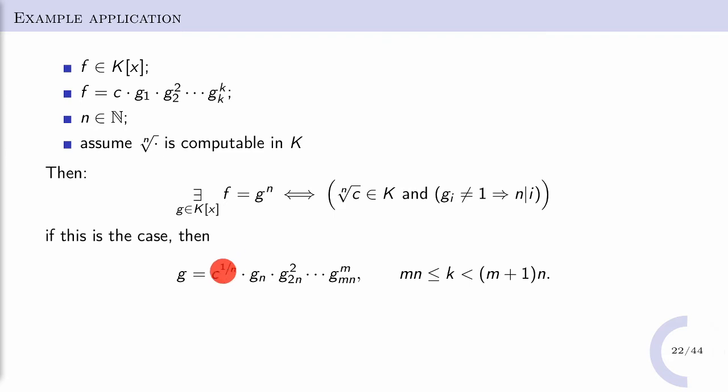This is the nth root of C times, okay, Gn to the nth power was a factor of f, so we compute the nth root of it, so it's Gn. We divide the exponent by n. Now in f we have G2n to 2n. Now we divide 2n by n, so we have G2n to 2, the square of G2n, and so on and so on. The only terms here are those with indices divisible by n, and the last one will be something like Gmn to the nth power. So this is the simplest application of square-free decomposition.